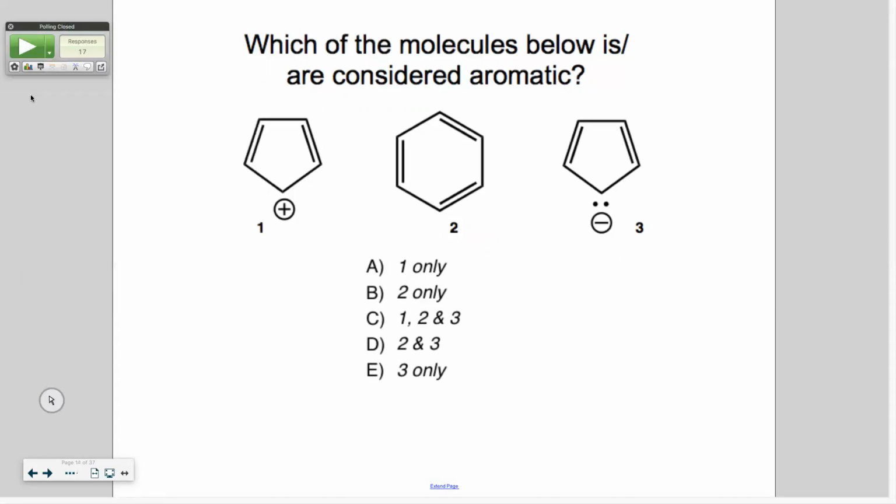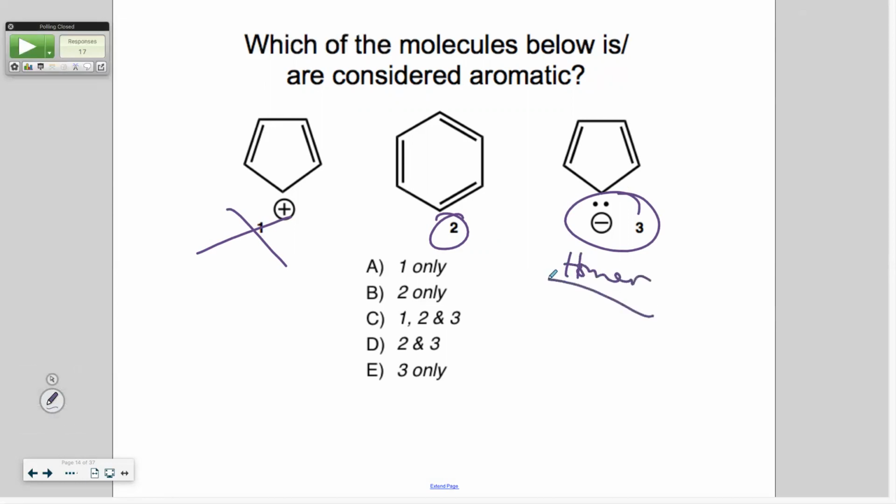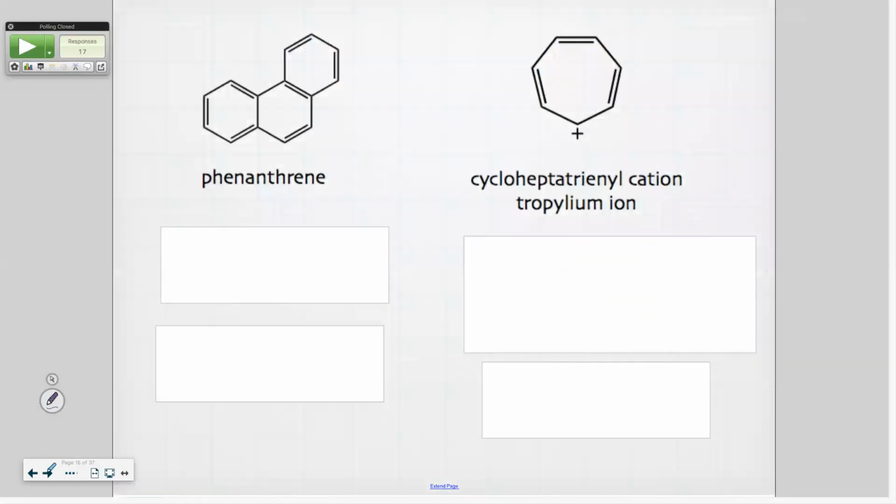Okay, one is not. Okay, this one is not. Okay, but this one is, and this one is. Okay, what do you think about these? Taking another step up the ladder. At the top of the ladder is aromaticity. What do you think about that phenanthrene thing?